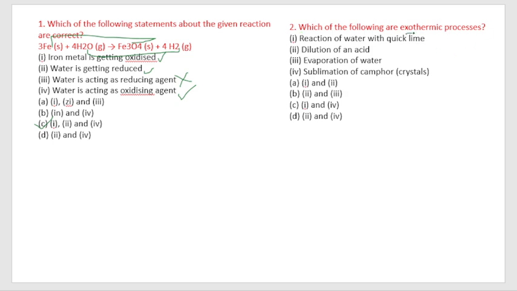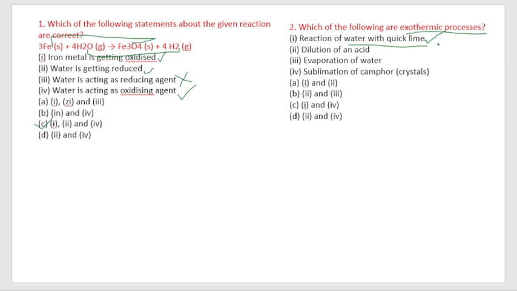What are exothermic processes? Exothermic processes are those processes, or the chemical reactions, in which heat energy is liberated. Is it? Heat energy is evolved. Such processes are called exothermic processes. Let us check one by one. Reaction of water with quicklime. This reaction is clearly specified in the textbook, and you have already studied the theory. Here, when we add water to quicklime, heat energy will be produced. That mixture will get boiled, is it?